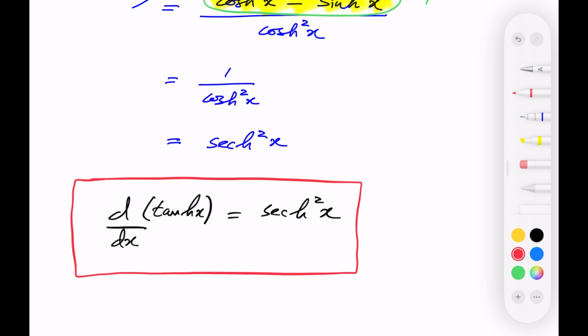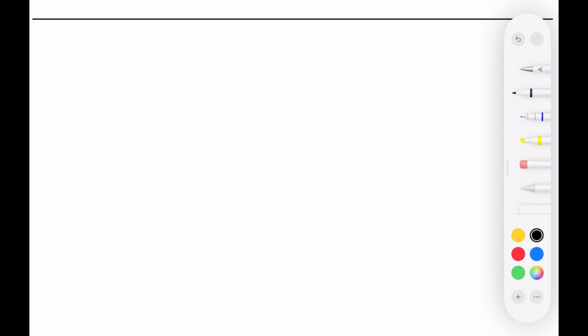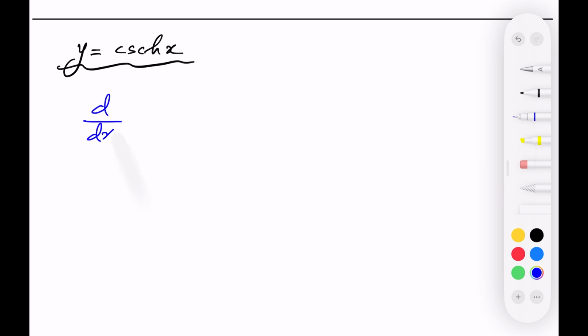Now we are going to look at the reciprocal identities. The first reciprocal hyperbolic function is csch x. So let me take y equals csch x. Now I need to differentiate this function. When I differentiate csch x with respect to x, I will write it down as d by dx. Csch x is 1 over sinh x.